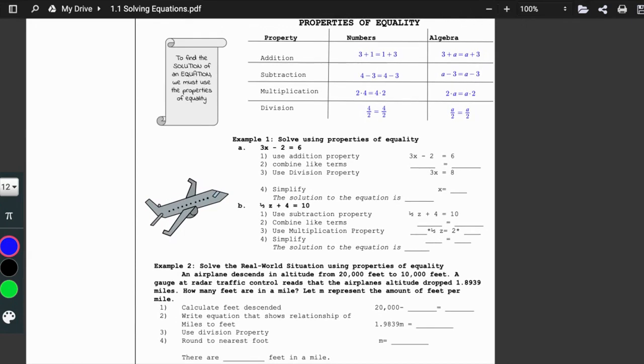And I don't want you to think this is something new. This is just a different name for inverse operations. So in part A, we're given the example 3x minus 2 equals 6. And so it says step 1, we're going to use the addition property.